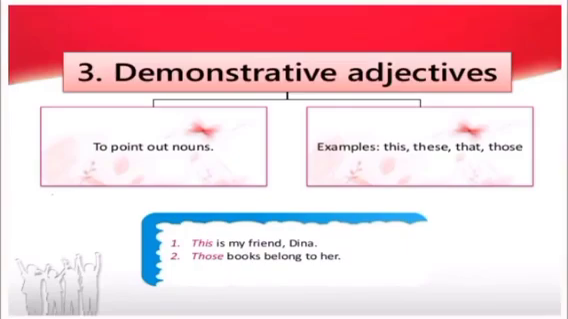The third type is demonstrative adjectives. Demonstrative adjectives are used to point out nouns. Examples: this, these, that, those. Example sentences: this is my friend Deena. Those books belong to her. Here, this, those are demonstrative adjectives.